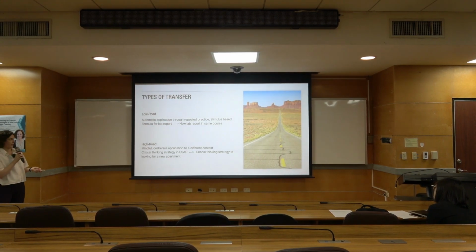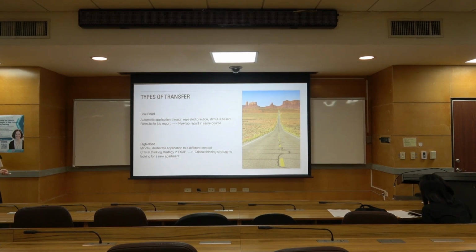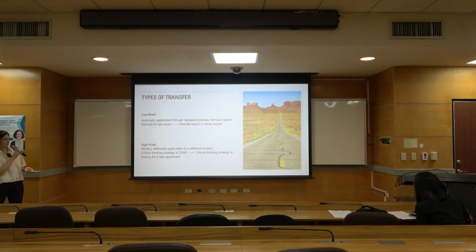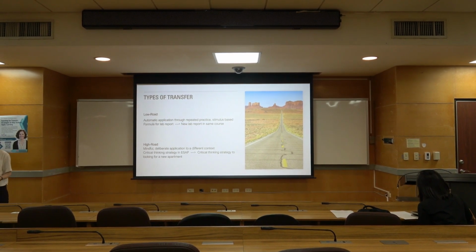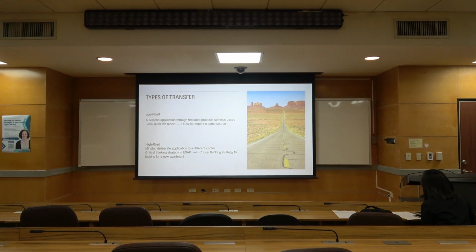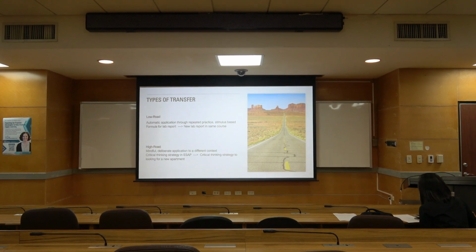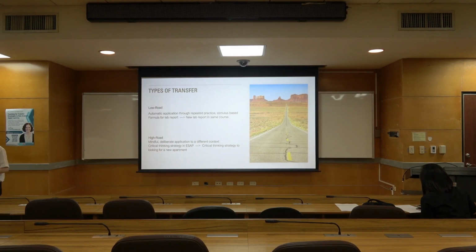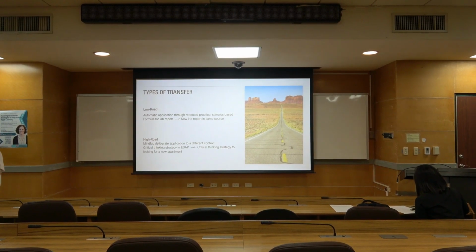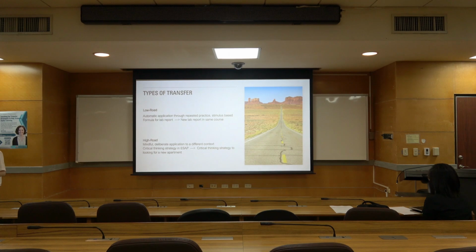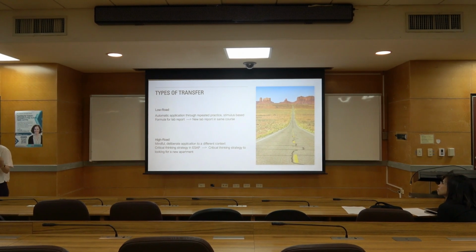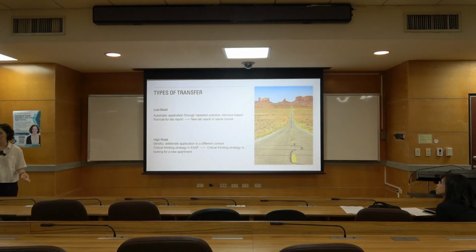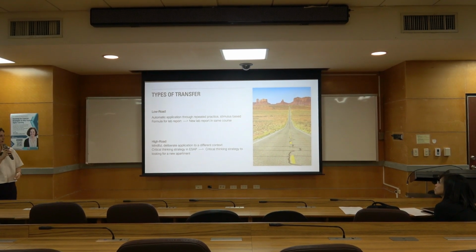So the next pair of transfer types are low road and high road. Low road is an automatic application through repeated practice. This is really like stimulus-based, like behaviorism. Things that we do without really thinking. If I say hello in English, you're probably going to respond with hi or hello in English back, right? It's an automatic response because it's practiced so many times. You don't have to think about applying that learning.